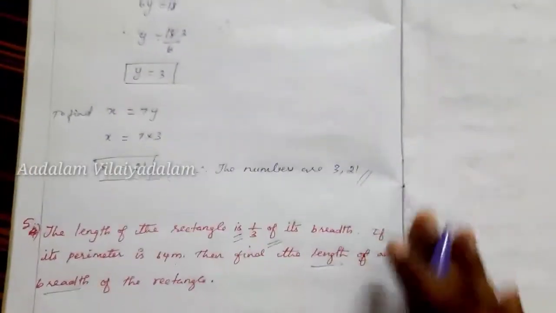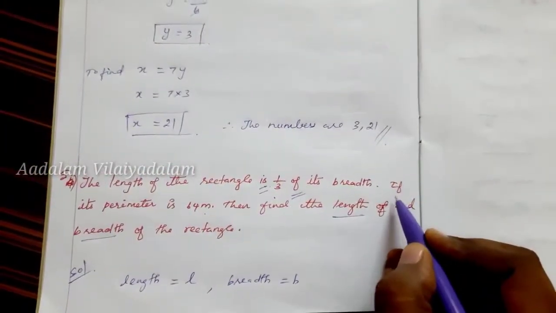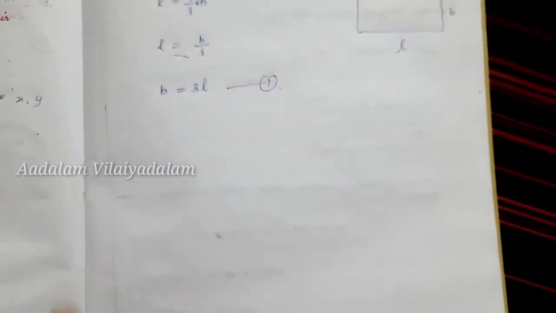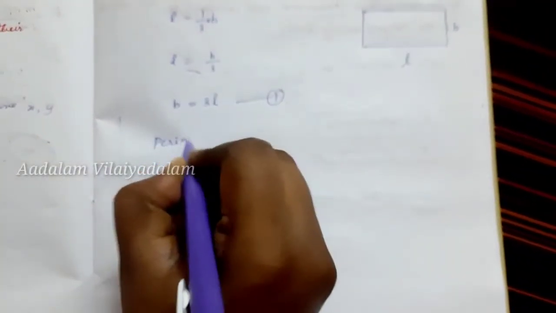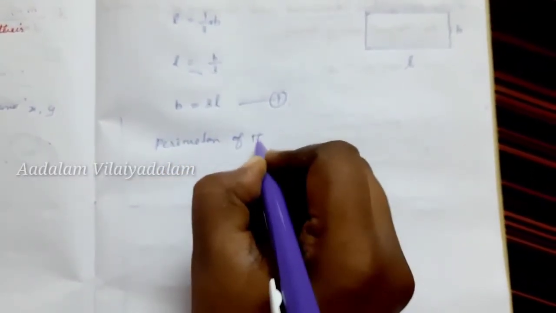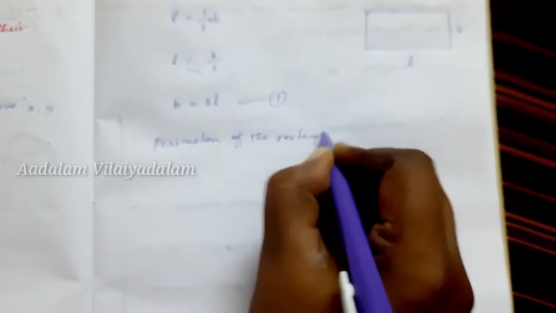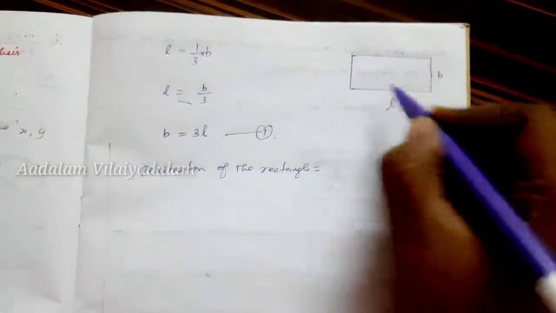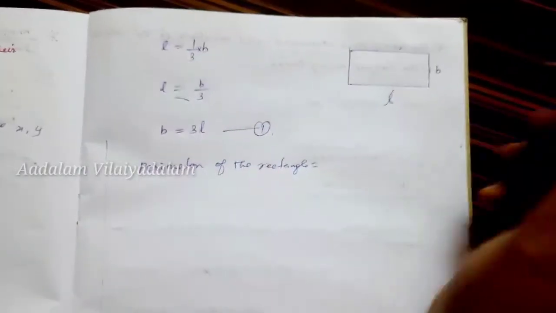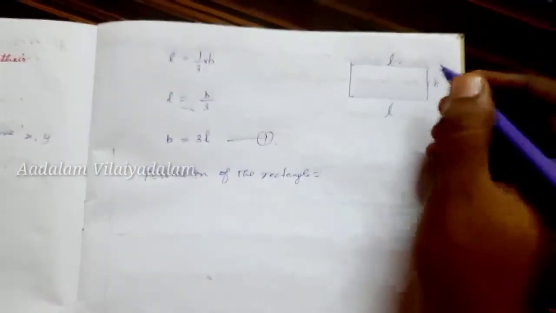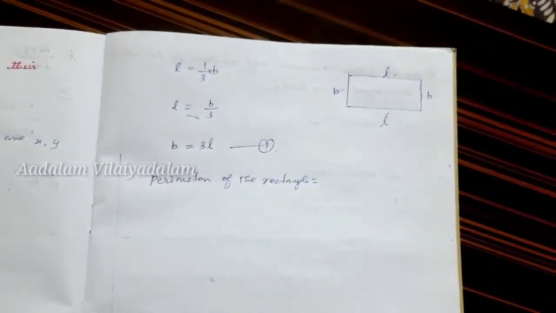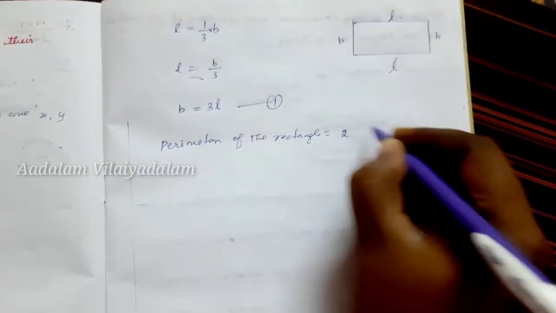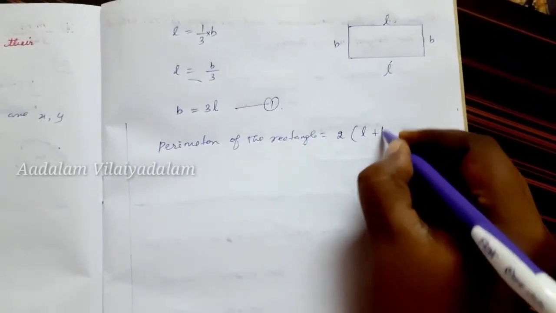And let's go for the other line, that is if its perimeter is 64 meter. So perimeter of the rectangle, how can we write? Before that, let us recall what is perimeter of the rectangle. So addition of all these four sides of the rectangle is called perimeter of the rectangle. Then here will be L and the opposite side also will be B. So addition of L plus L and B plus B. So we can write 2 times of L plus B.